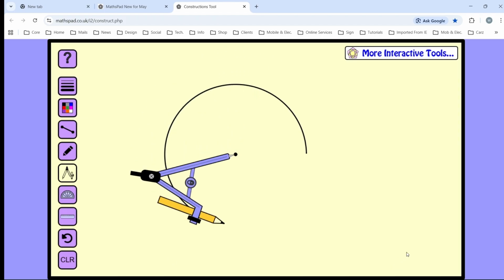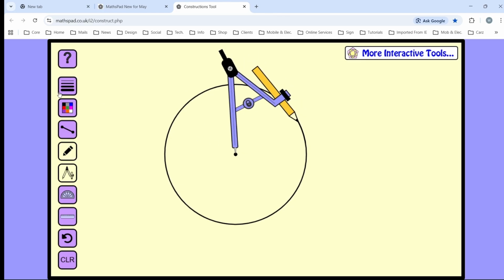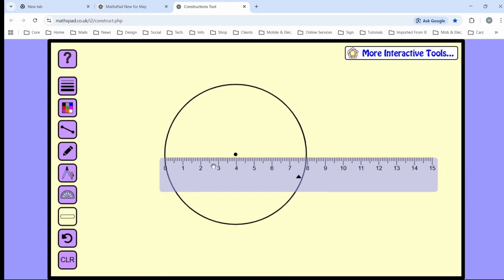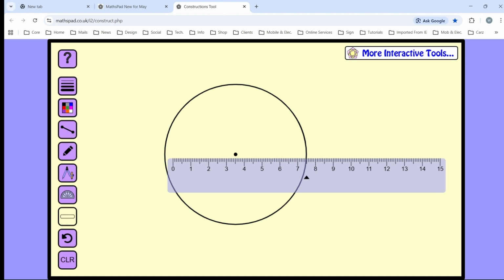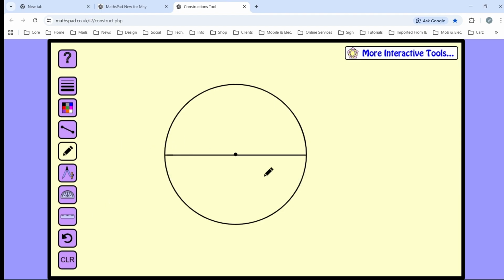So here we have the circle. Let's just measure this so that it's accurate. So here we see the radius is 4 and the diameter is 8. So here I can draw this line to show this is the diameter. So here we have drawn the circle.